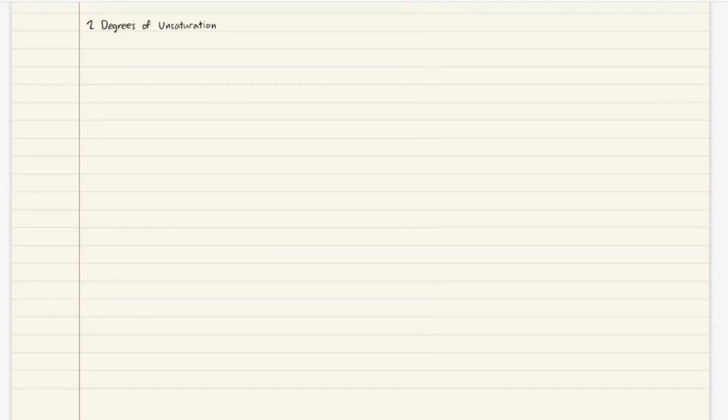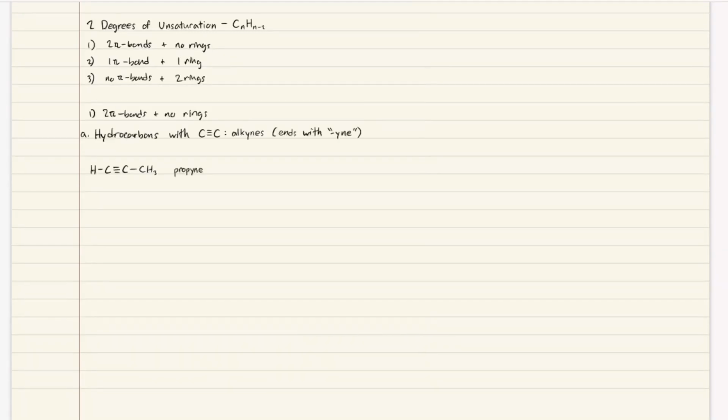Molecules with 2 degrees of unsaturation fall into 3 broad categories and can contain either 2 pi bonds plus no rings, 1 pi bond plus 1 ring, or no pi bonds plus 2 rings. In these hydrocarbons, the number of carbons and hydrogens is related by the formula CnH2n-2. Let's take a look at the first category, 2 pi bonds with no rings. Hydrocarbons with carbon-carbon triple bonds are referred to as alkynes. Alkynes are denoted with the suffix -yne, such as in propyne, and have their own unique reactivity, which we will explore towards the end of the lecture series.